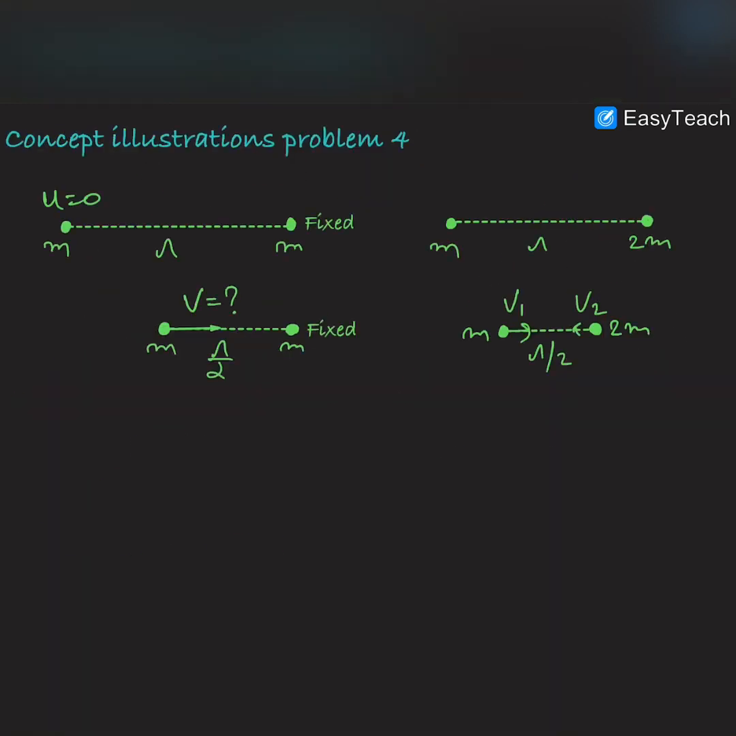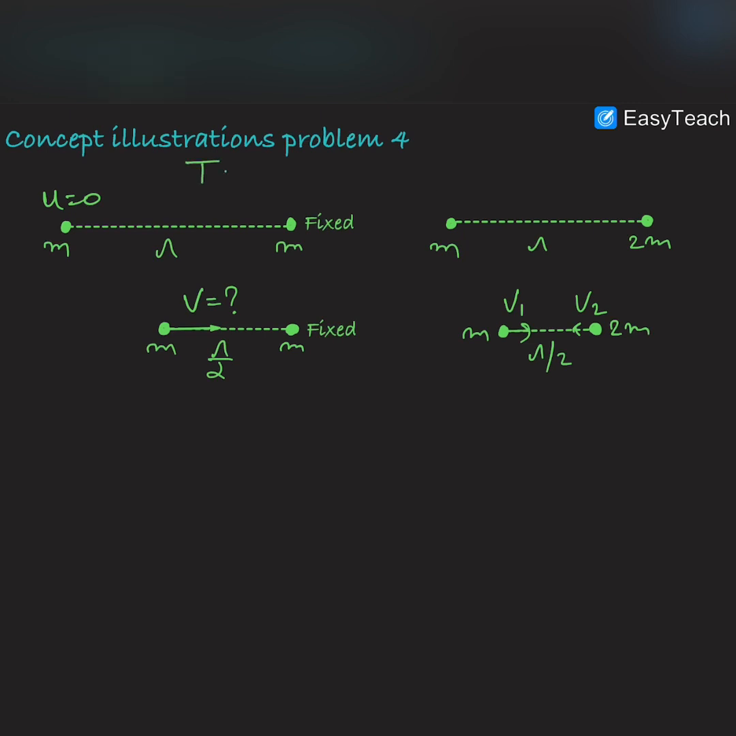Now let us move on to another concept illustration problem. In this problem there is a mass m which was released from rest from this position, which is at a distance of r from this fixed mass m, and obviously this mass will attract this mass, and a moment later they would be at a distance of r by 2 from each other. At this moment we have to find out the velocity of this mass. So what concept would we use? We would use the law of conservation of total mechanical energy.